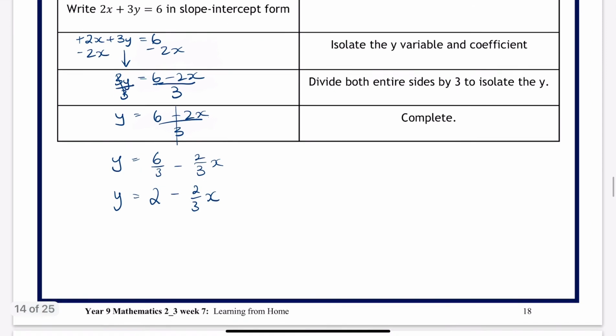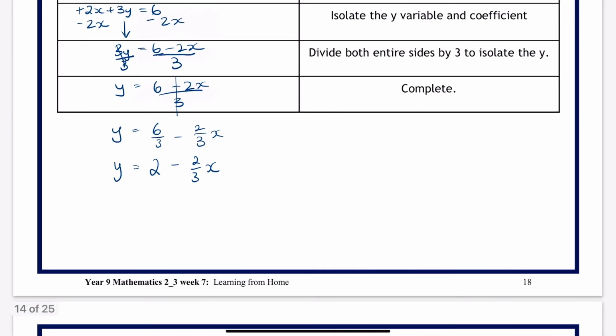So our coefficient of x is negative 2 over 3, so our m is negative 2 over 3. And our y-intercept is going to be positive 2, so our c equals positive 2.